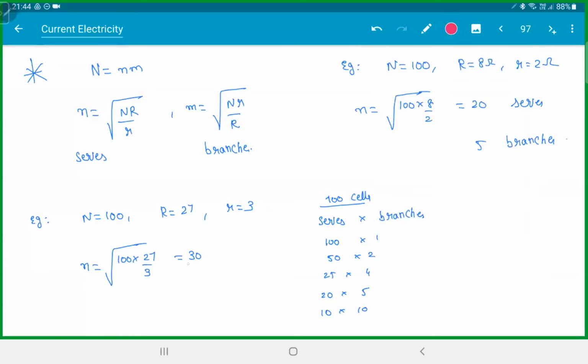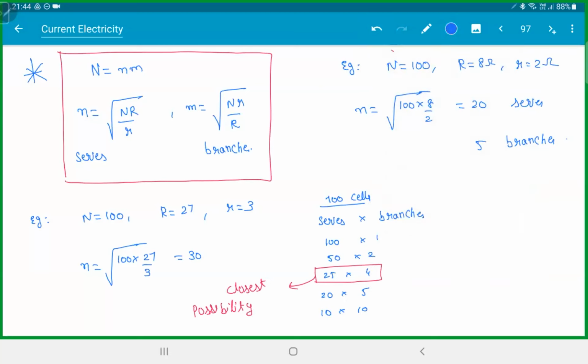If you observe, for 30, the closest number is 25 by 4. So take the closest possibility. Mathematically, it is saying 30, but then you won't get an integer number of branches. So you take the closest possibility, 25 in series and 4 in parallel. Clear? If they want to play around a bit, this is how they can ask. But mostly in mains or BITS, they will stop here only.